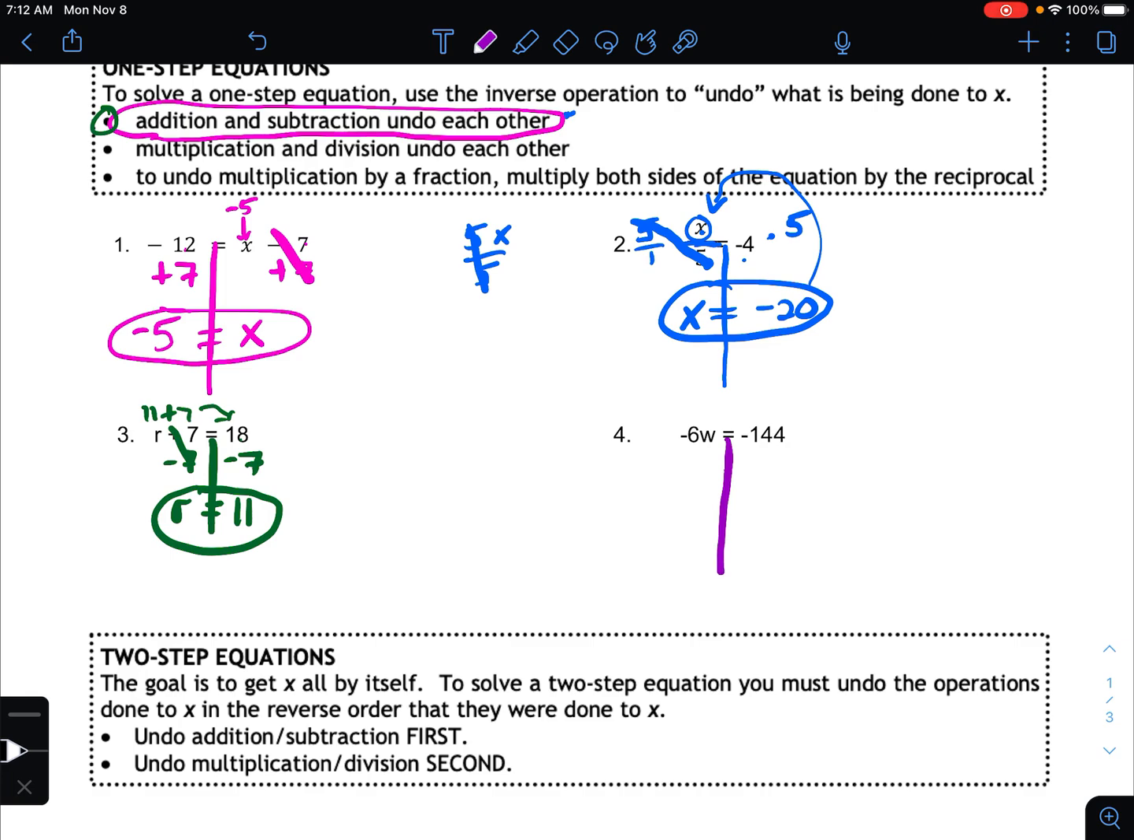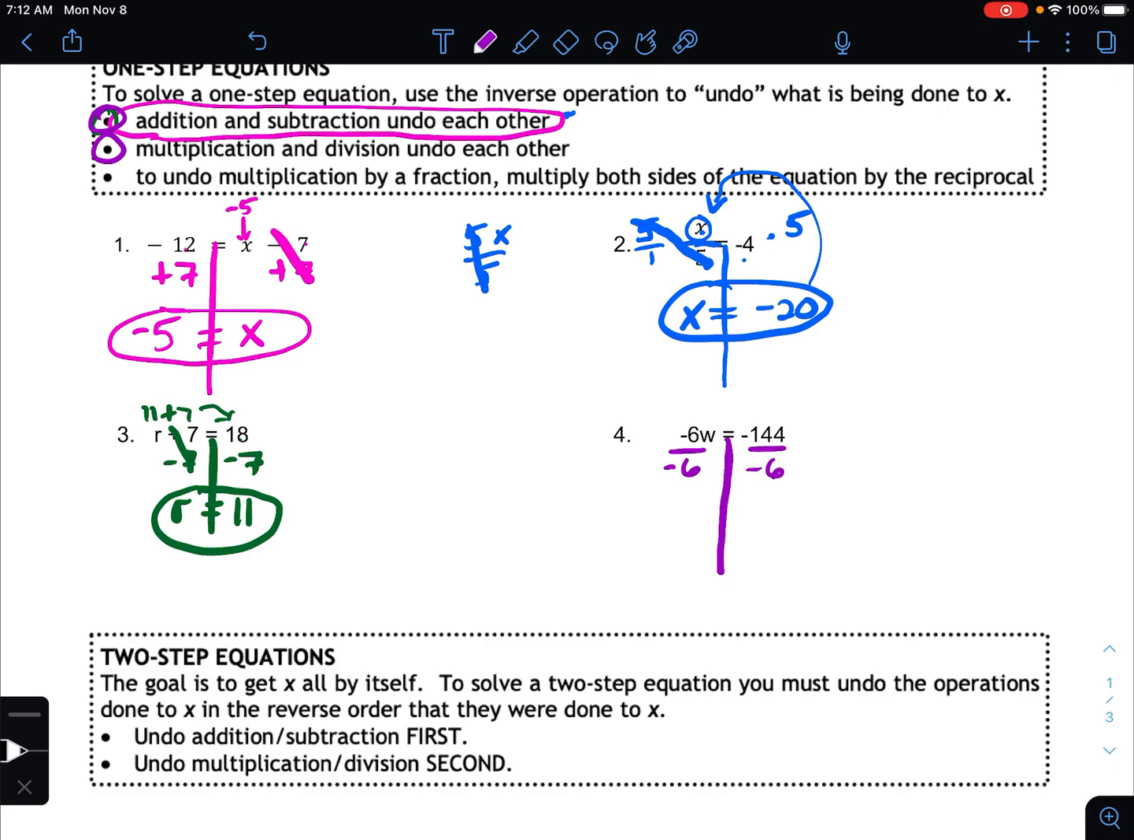All right, negative 6w equals negative 144. So when we have a number next to a variable, remember they are being multiplied together. So this is negative 6 times w equals negative 144. So negative 6 times something equals negative 144. Since that is a multiplication, and again, I don't have any addition or subtraction on this one, so I do have multiplication, and to undo multiplication, we will divide.